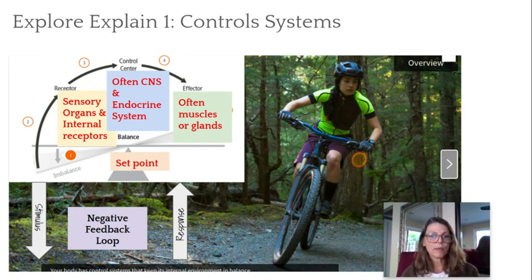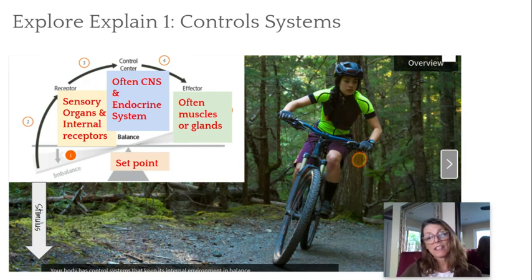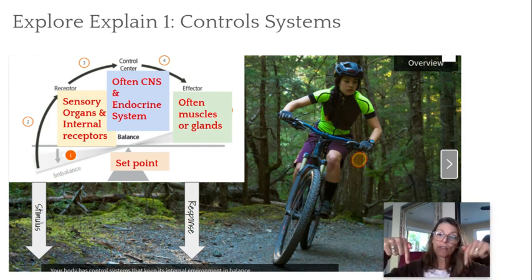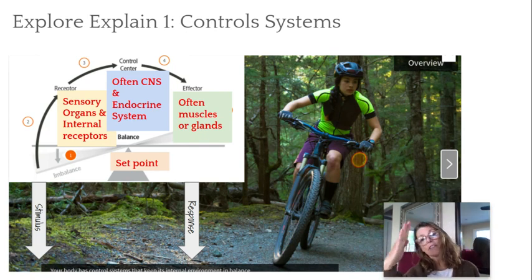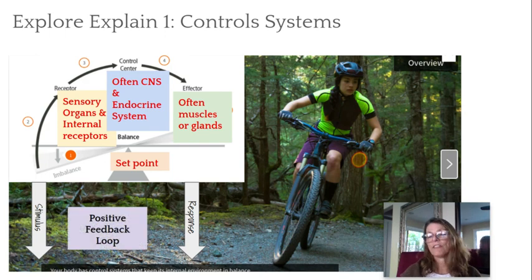There are some examples when the response actually pushes you farther off balance. So the stimulus goes in one direction and the response goes farther in that direction. So instead of your balance getting rebalanced, it gets tipped farther and farther off balance. That type of feedback mechanism is called a positive feedback loop. And it can't go on forever. You'd fall over or go in circles. So usually positive feedback loops end in some sort of culminating event.